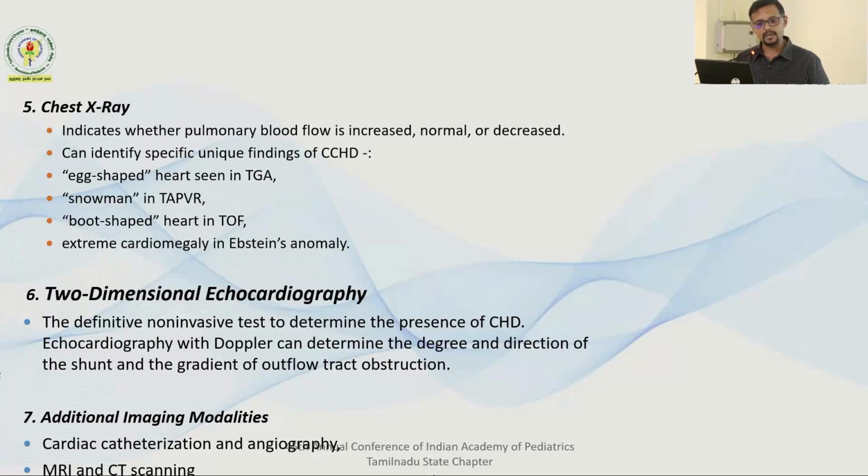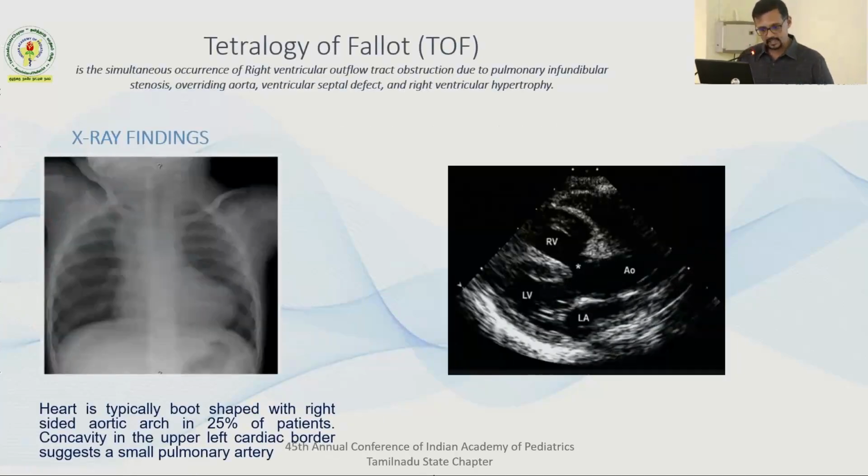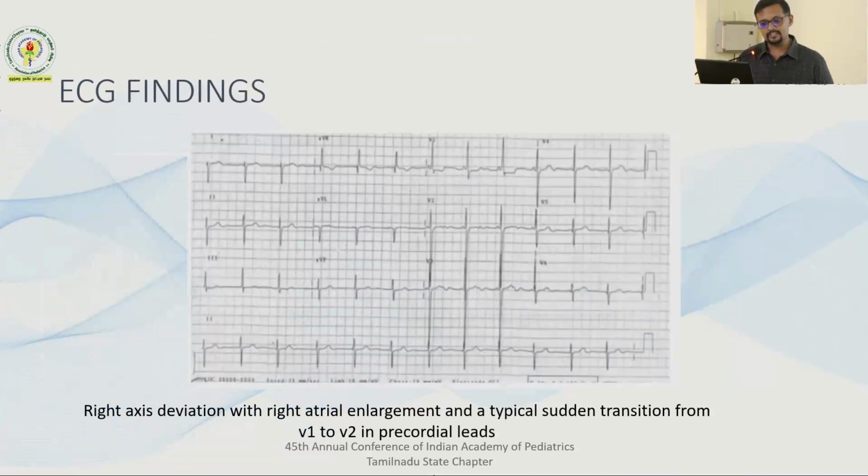We have the egg-shaped heart in classical TGA, snowman appearance in TAPVC, boot-shaped heart in tetralogy of Fallot, extreme form of cardiomegaly in Epstein's anomaly. So echocardiography will definitely give us a clue to what we're dealing with. So this is the child with the X-ray findings of a boot-shaped heart, and here we could see a still picture showing a very large ventricular septal defect, 50% aortic override and septal hypertrophy, very suggestive of tetralogy of Fallot.